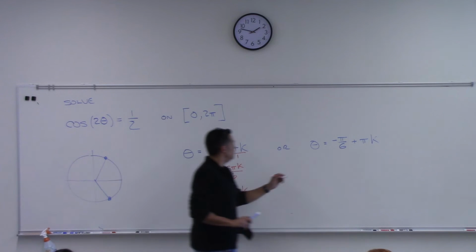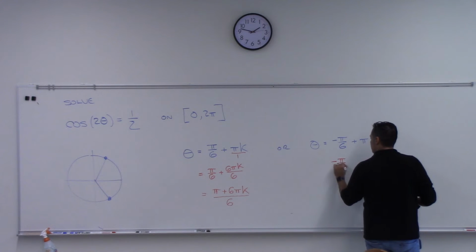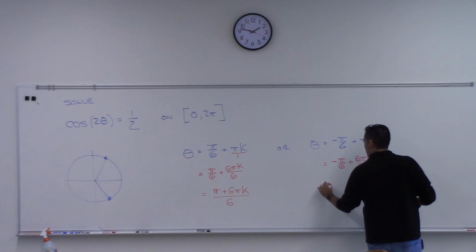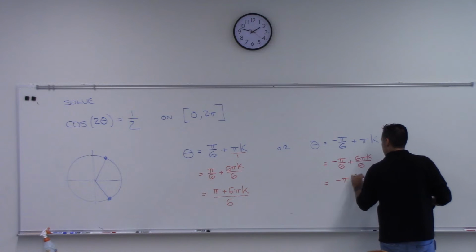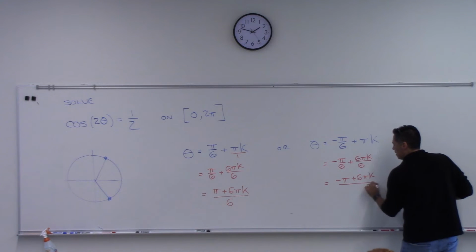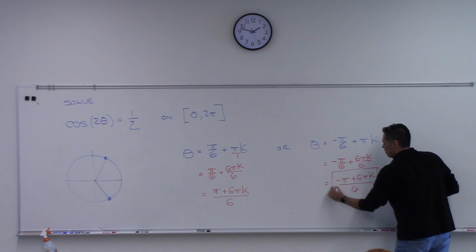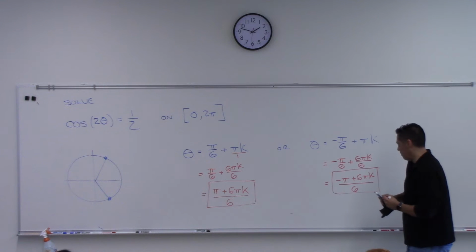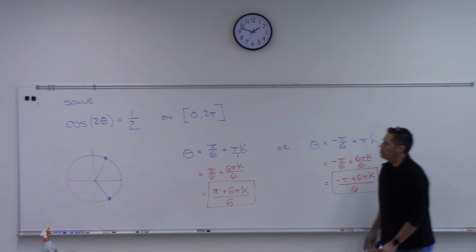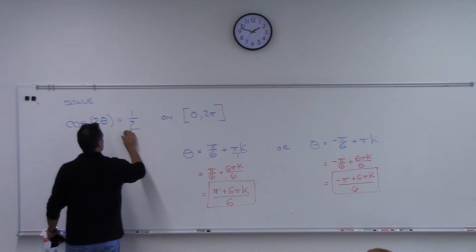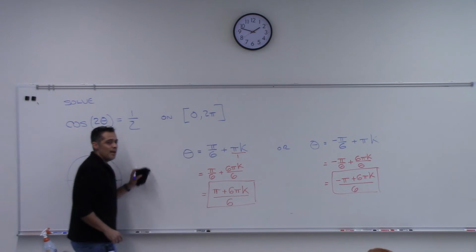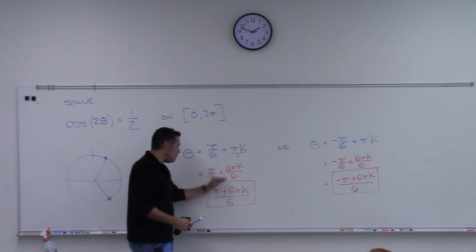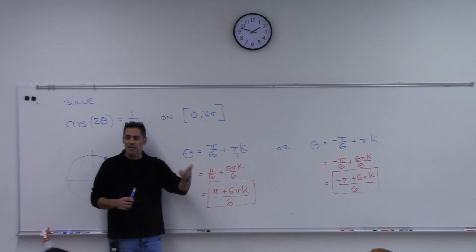Do the same thing over here. Negative pi over 6 plus 6 pi k over 6. Get your common denominator. Negative pi plus 6 pi k over 6. This is not my answer. I'm just boxing those to let you know that that's what I'm going to work with. All right? So I want all the solutions to this, but only answers between 0 and 2 pi. I found my general solutions, and now what I've done is I've got common denominators. This should make it easy for me to plug in k.